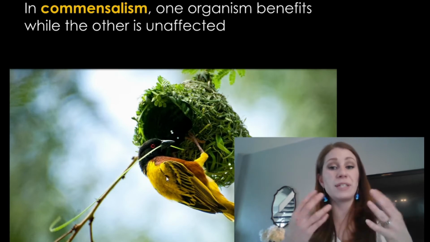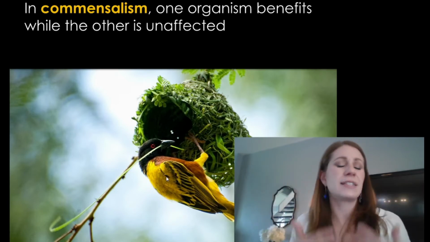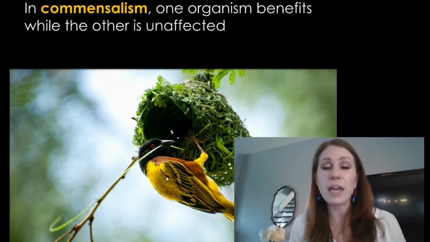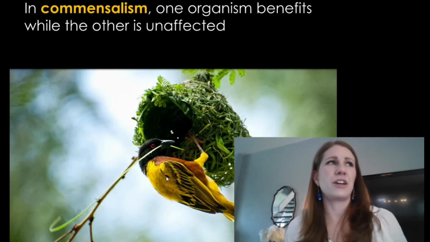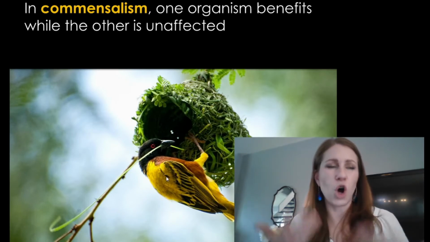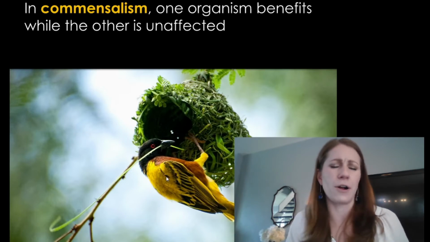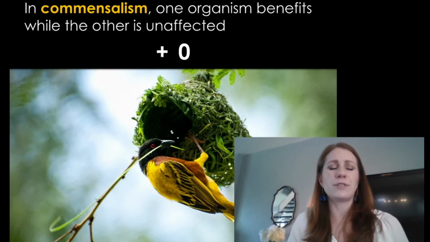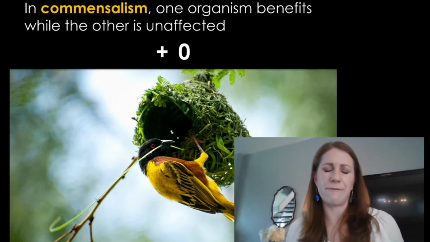When a bird builds its nest in a tree, that's a benefit. It has a place to live, it's got shelter, a nice place to raise its babies. But the tree typically is unaffected by this. A tree, it can still grow tall and thrive if there's a nest in its branch. It doesn't really matter. So that would be a commensalistic relationship. So I use a plus sign there for the benefit and a 0 for not being affected.